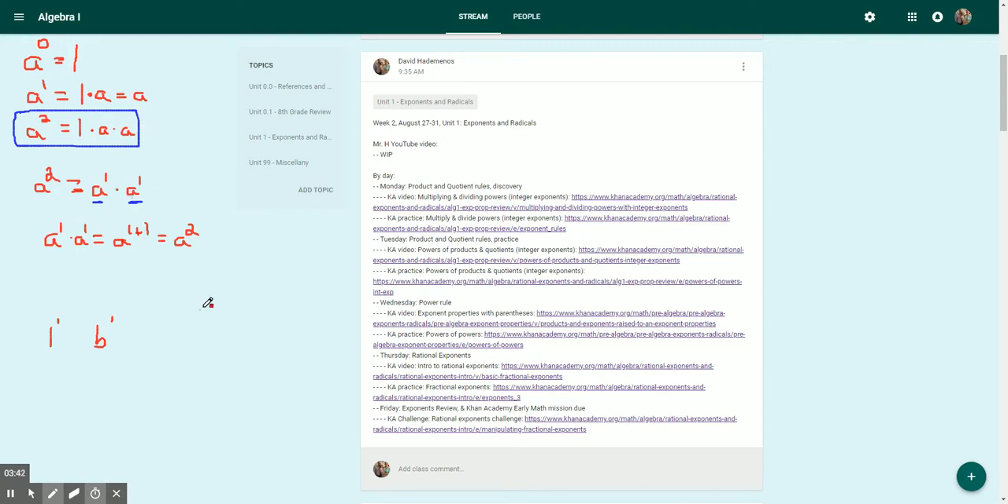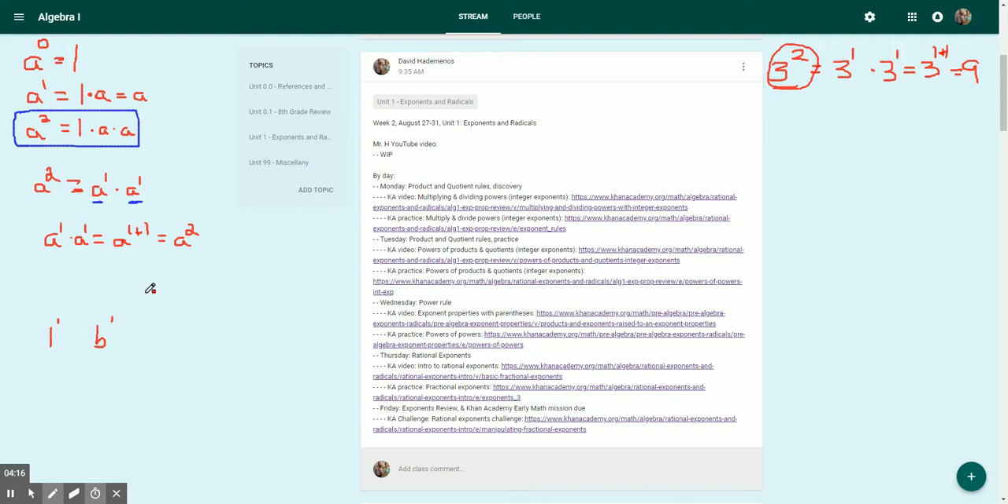And this isn't anything that we haven't already seen. So, for example, with the 3 squared, we know that this is 3 times 3. But remember, we can think of that as 3 to the first power times 3 to the first power, which is going to be 3 to the 1 plus 1 power, which is 3 to the second power, which of course is 9. 3 times 3 is 9.